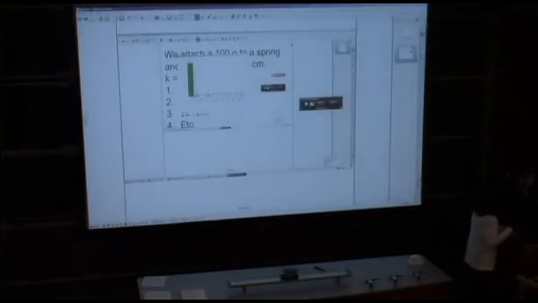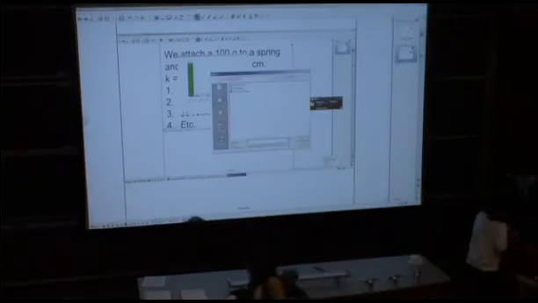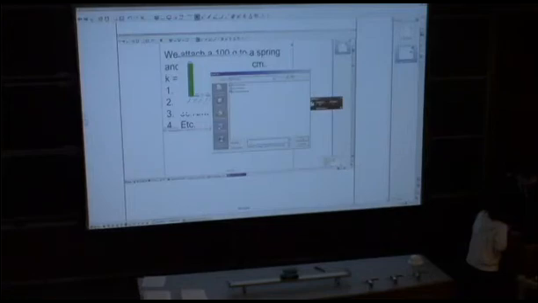So you said that the whole system reaches its maximum potential energy at equilibrium. No, kinetic. Yeah, that makes sense. Thanks.